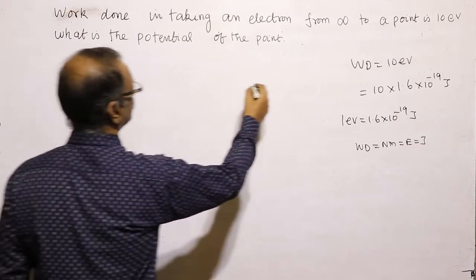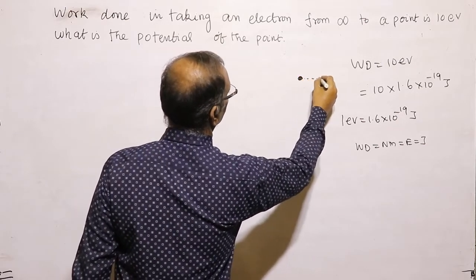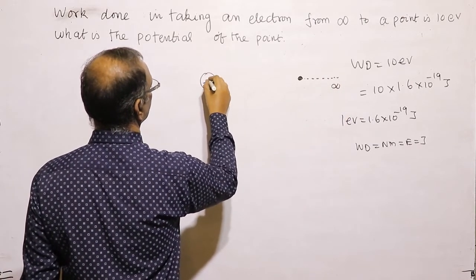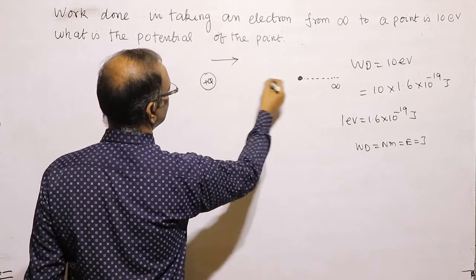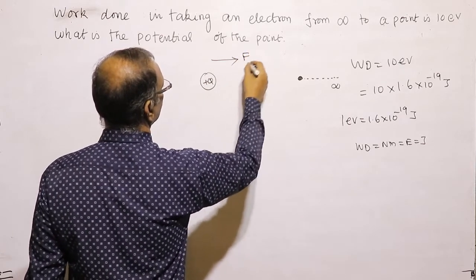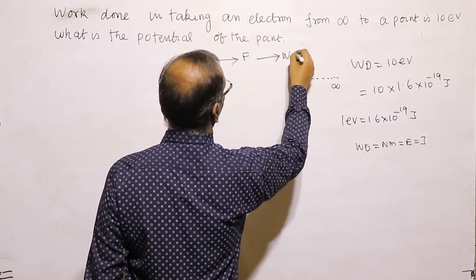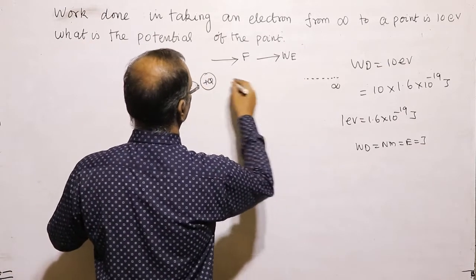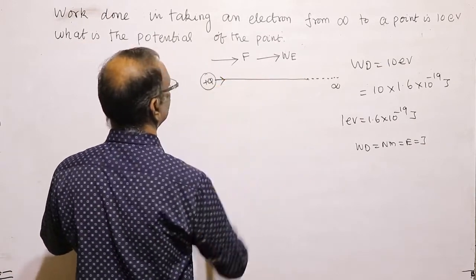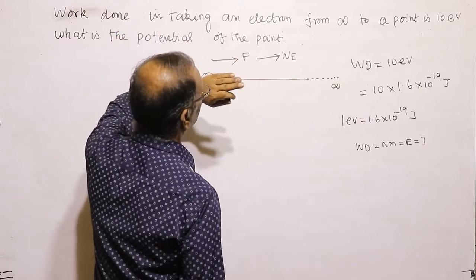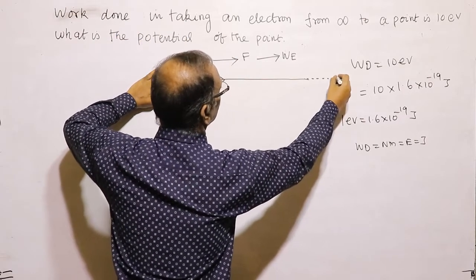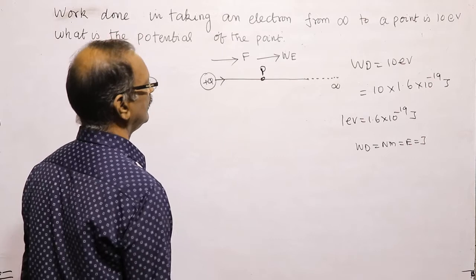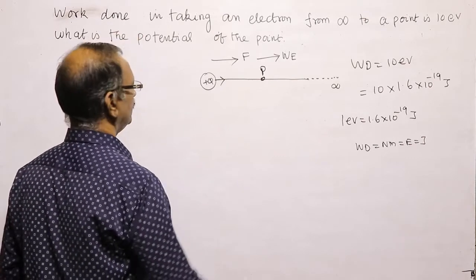See, from this question you see here, this is infinity, this is plus q charge. It gives a field like this in this direction with a force. It means the work done by the electric field is in this direction, but this is the direction of electric field. The work done in taking an electron from infinity to a point P is 10 electron volt. What is the potential at this point?